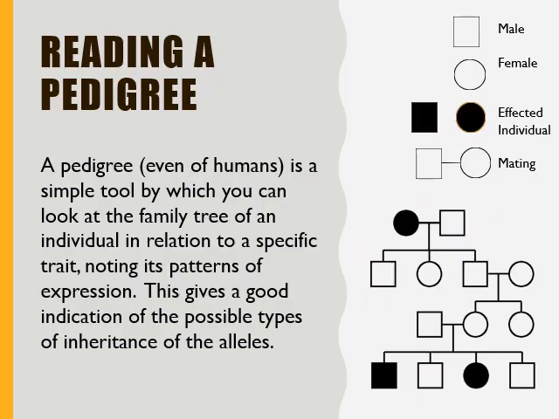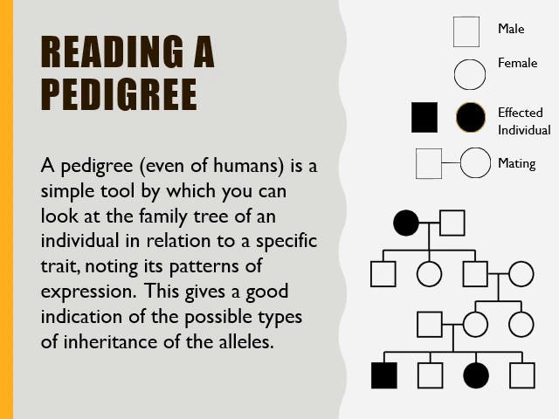So we're going to read a pedigree. A pedigree is just like a family tree. You can do this for humans too. You can use it with your own family. You look at the family tree for a specific trait, and you look for patterns. It gives you a good idea of what way the alleles may be inherited.